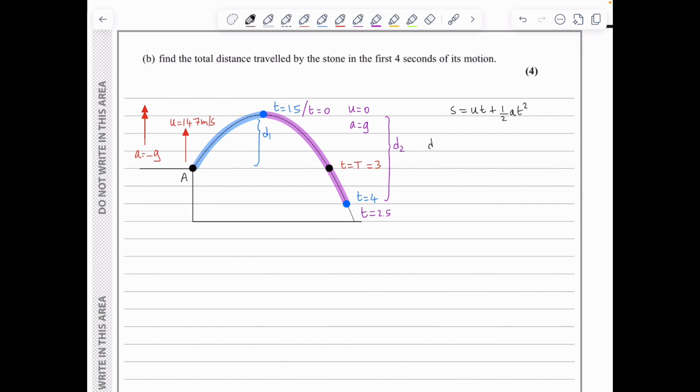So we've got that d1 is equal to 14.7 times 1.5 plus a half times the negative g times the 1.5 squared. So d1 is equal to 14.7 times 1.5 plus a half times the negative 9.8 times 1.5 squared. And if I plug this into the calculator, I get that d1 is 11.025 meters. And I will proceed for d2.